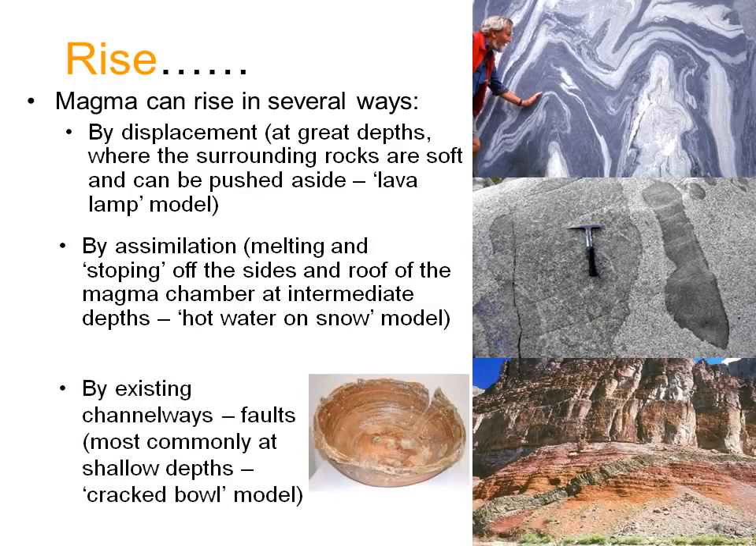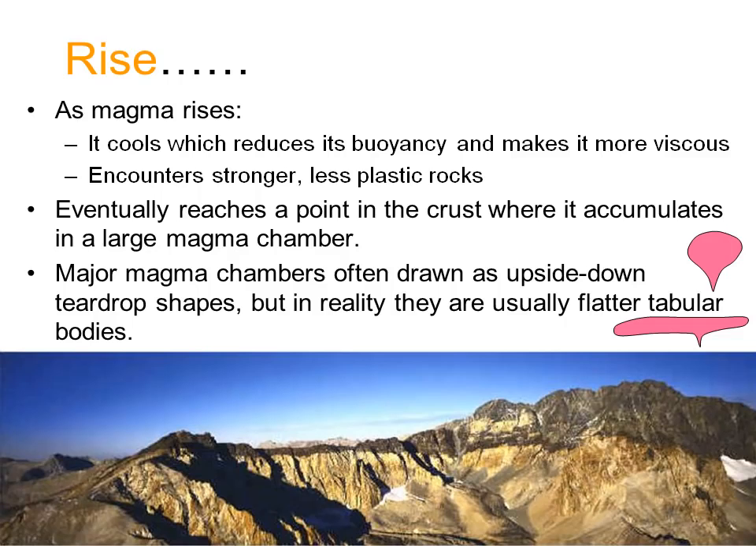Finally, near the surface, where the rocks are too cold or too brittle to allow either of these methods, it relies on finding or forming fractures and then flowing up those, rather like water leaking out of a cracked bowl. But as the magma rises through increasingly cool rocks, it loses its own heat, which in turn causes it to lose its buoyancy and to become more viscous. Eventually it cannot rise any further, and it accumulates in a large magma chamber where it starts to crystallize.